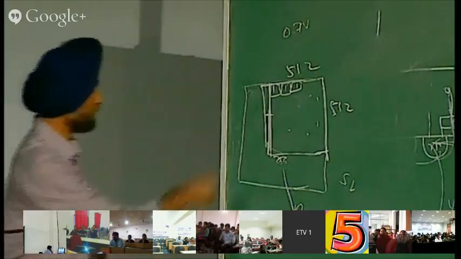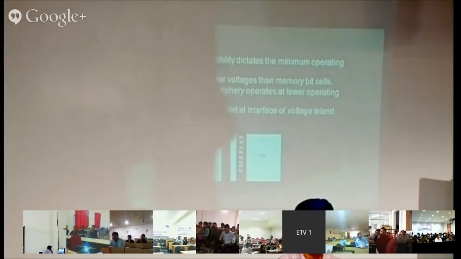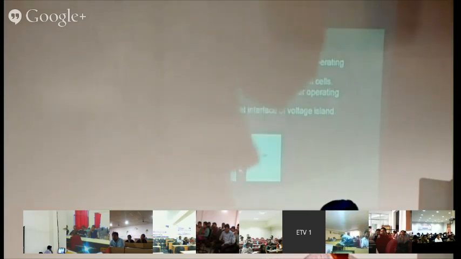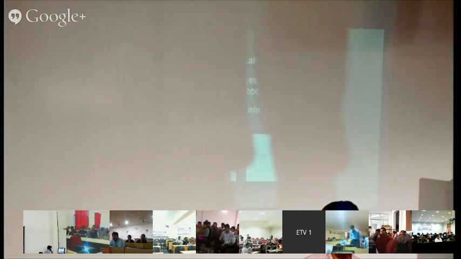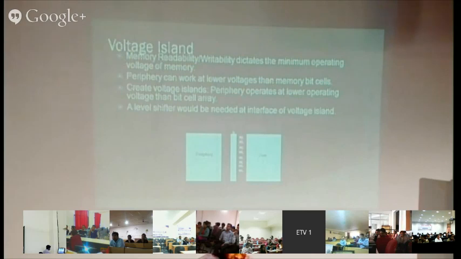But this peripheral circuit, if it is not in use, if it is not working, you can reduce it to 0.1, 0.2 volt also. And when it needs to read or write, you can again increase it to 1.8 volt. So these are the techniques which are used. The peripheral can work at a lower voltage than the memory bit cells. So basically what you are doing is creating voltage islands.